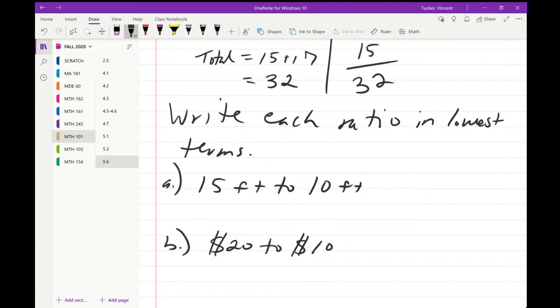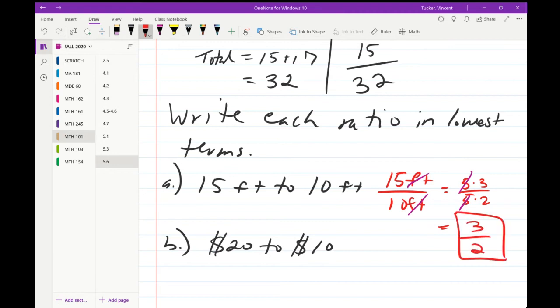Okay, so we're going to write each ratio in lowest terms. First one, 15 feet to 10 feet. So it's just 15 feet over 10 feet. Then you reduce them accordingly. The feet measurements will cancel out. Don't hold on to those. And then 15 is 5 times 3. 10 is 5 times 2. 5's cancel. And that'll be a 3 to 2 ratio.